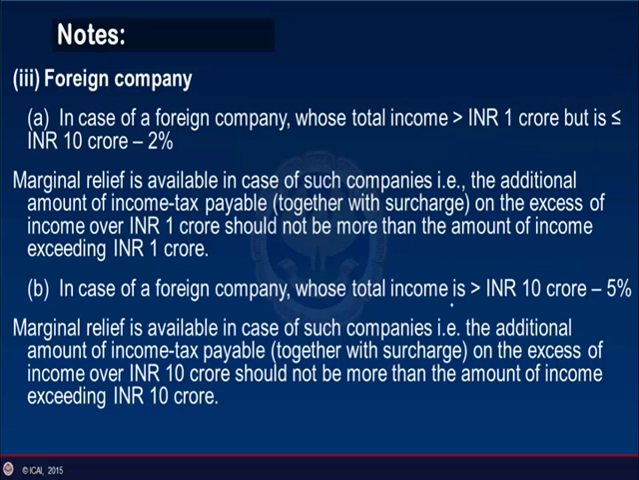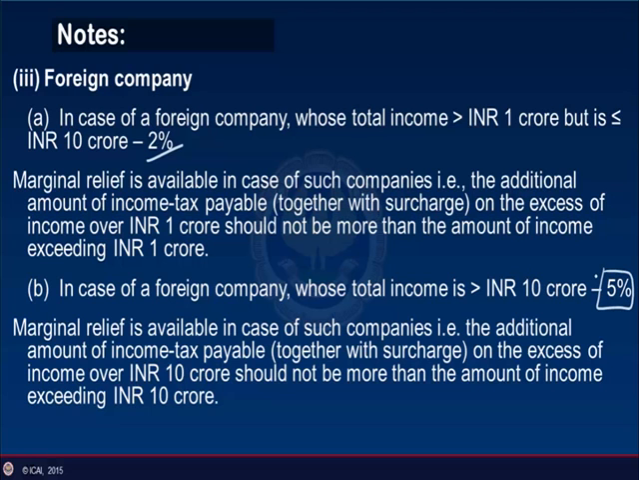For foreign companies, the surcharge is exactly the same as for a domestic company, but the percentage changes. Where it's 5% for the domestic company, it's 2% for the foreign company, and where it's 10% for the domestic company, it's 5% for the foreign company. Same goes for the marginal relief, the logic remains the same.